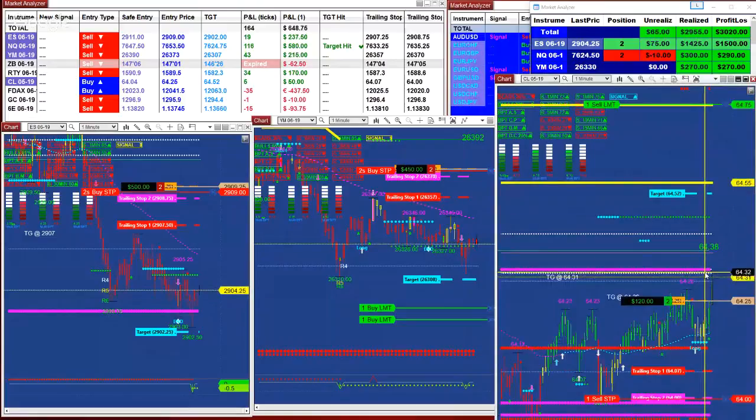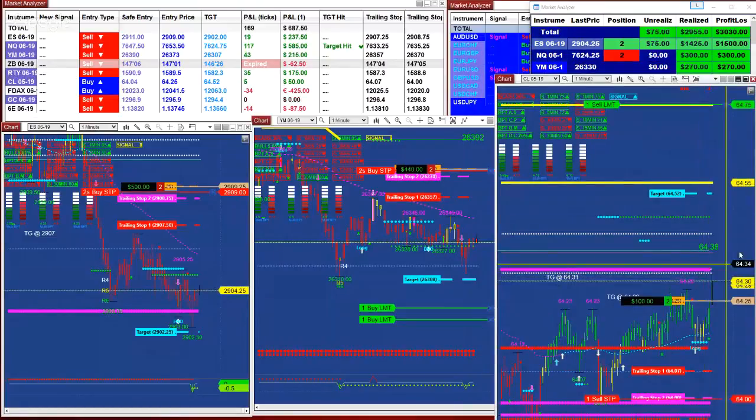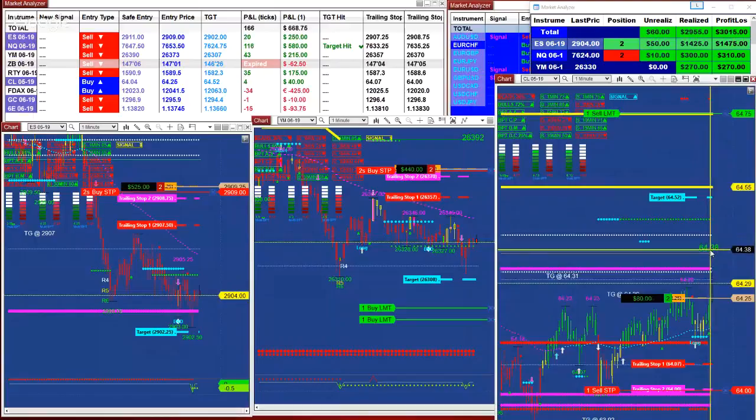This is the problem right there with the double resistance. If we break that area, we're going to deal with the 64.38.